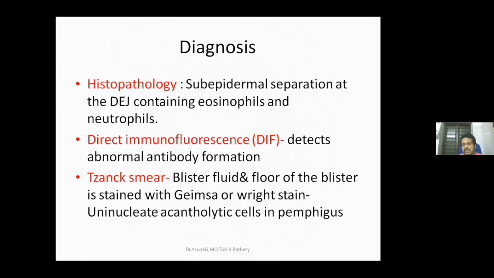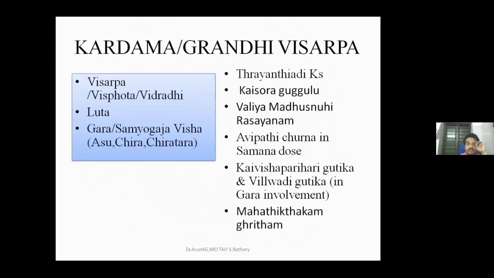As per the site of the lesion, there will be firmness and flaccidity of the lesion. Histopathologically, there will be subepidermal separation at the dermoepidermal junction containing eosinophils and neutrophils. And the Tzanck smear is important in the case of pemphigus vulgaris. In pemphigus vulgaris the Nikolsky sign is positive, it is a very acute condition, and there is every chance of secondary infection. In that case it can be remembered as Kardama Visarpa mentioned in our classes.